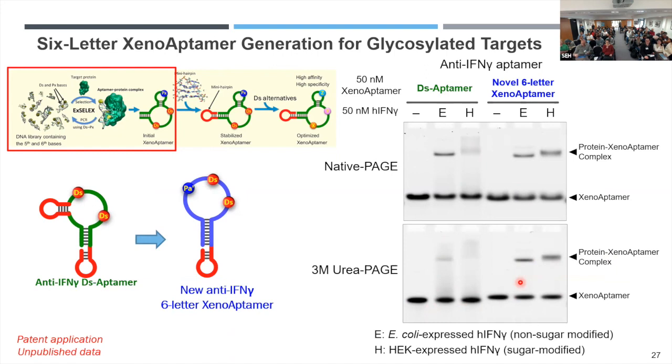If our aptamer recognized the sugar moiety, it would be very difficult, because sugar moieties are very diverse. We cannot get aptamers for all of them. But maybe the DS and the PX are hydrophobic, so they do not interact with the sugar moiety and bind to the protein surface instead. So this is our new method.